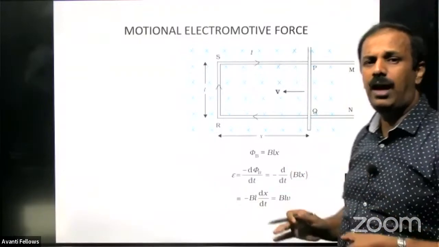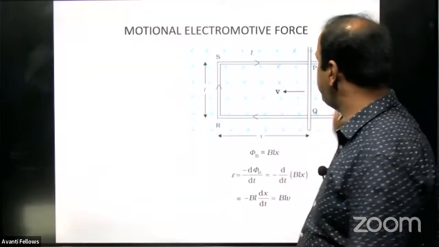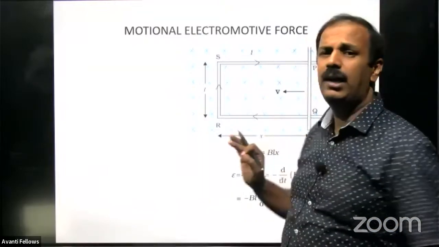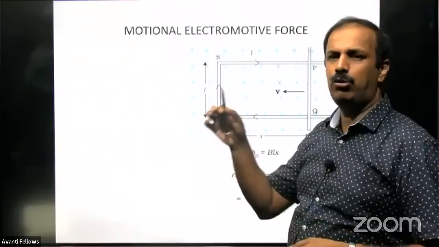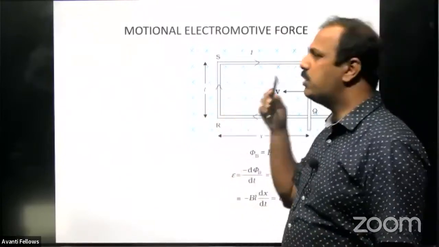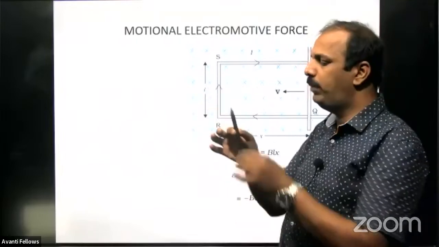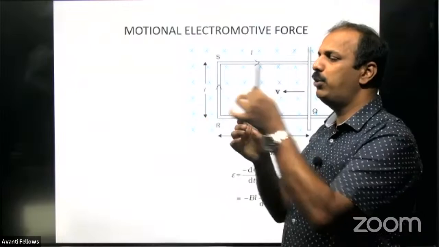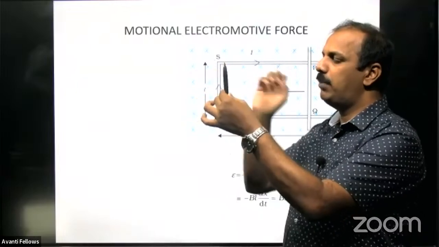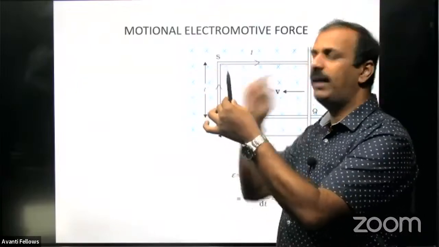Don't think that only if you have such a setup will the EMF be induced. It's not like that. When you have a conducting wire or a rod which is moving in a magnetic field, there will be an induced EMF. That is, you have a wire like this, a conductor like this, moving in a magnetic field. So one side will become positive, another side will become negative. There will be an EMF.